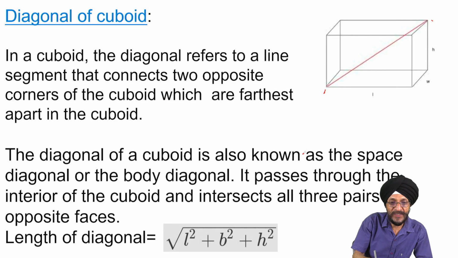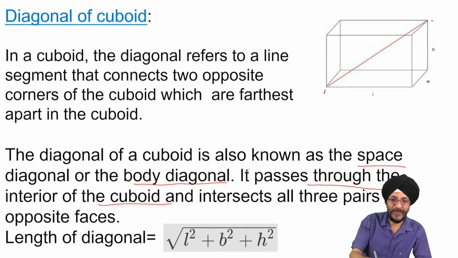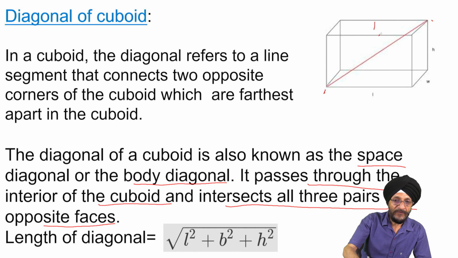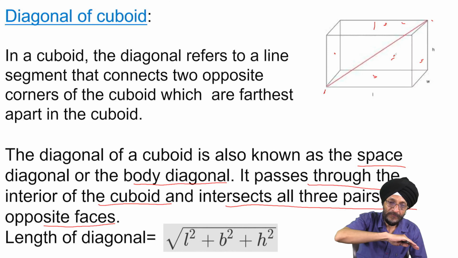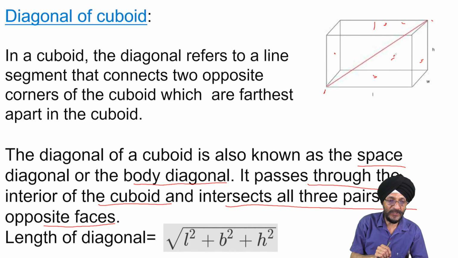Now the diagonal of the cuboid is also known as the space diagonal or the body diagonal. It passes through the interior of the cuboid and intersects all three pairs of opposite faces. You can see here that this is the first pair of opposite faces, this is the second pair of opposite faces, and this is the third pair. Now this diagonal passes through all these three pairs of opposite faces.